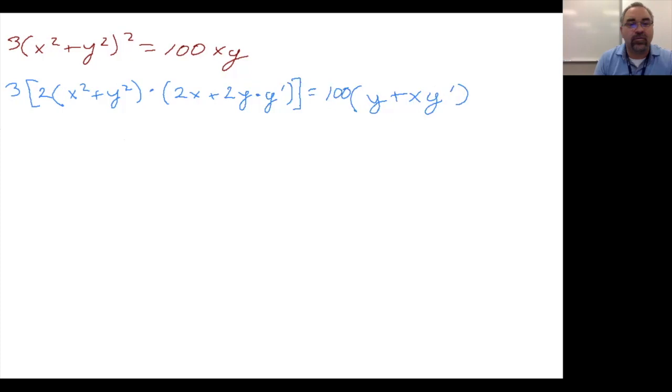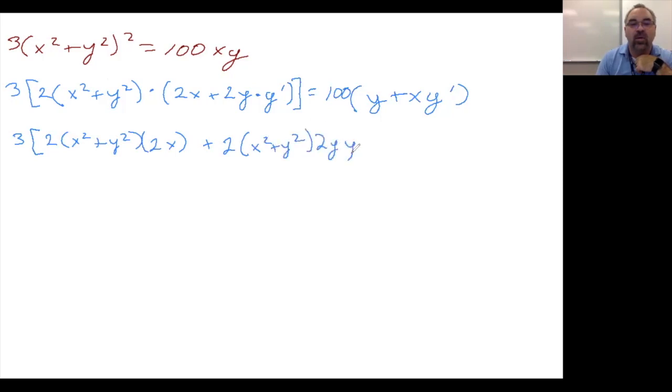So now it's just a matter of figuring out what dy/dx actually equals. I'm going to do a little bit of the algebra here. On this left side, you can see it's actually a binomial times a binomial. We've got 2x squared plus y squared times 2x, and then 2x squared plus y squared times 2y prime equals 100y plus 100xy prime.